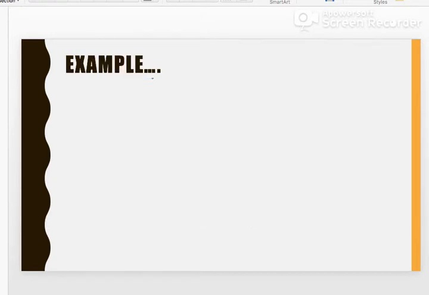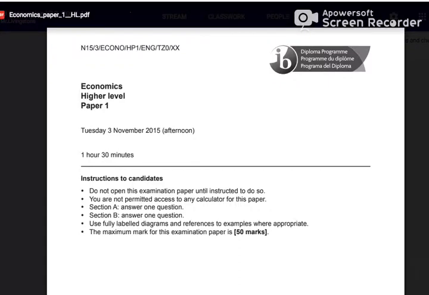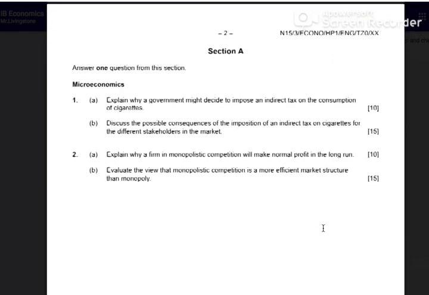So let's have a look at some examples. Here's a past paper question. Looking at the front there, you're not permitted a calculator. Answer 1 question on A and 1 question on B. Use fully labelled diagrams and references to examples where appropriate. So very, very important you label everything. Just have a look at the questions on this particular paper.